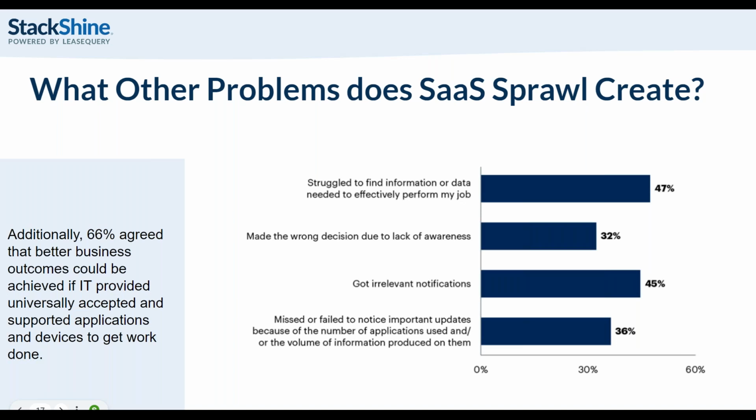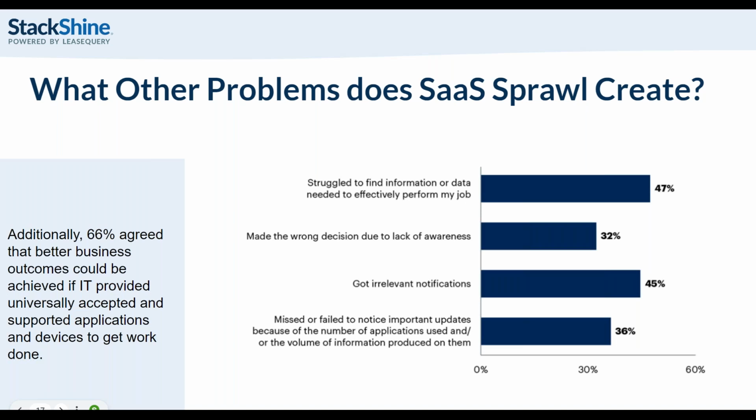Well, we have the results from a recent Gartner survey. The question was asked, how often have you encountered the following problems in your organization due to SaaS sprawl? This survey was conducted back in 2022 among almost 5,000 full-time employees that use digital technology for work purposes at organizations that have 100 or more employees. The survey says 47% of these digital workers struggled to find information that they needed to effectively perform their jobs.